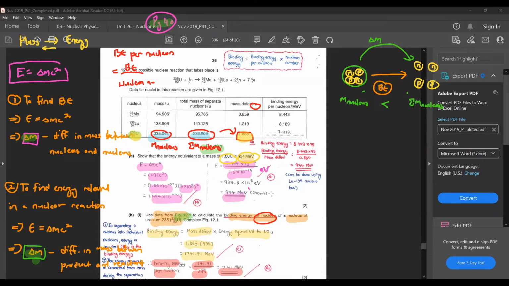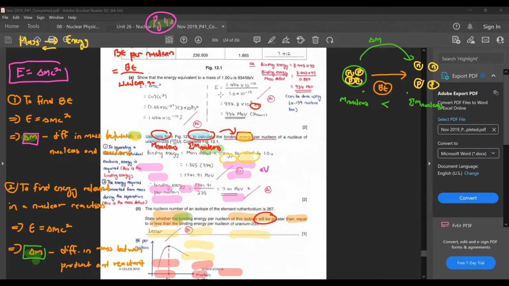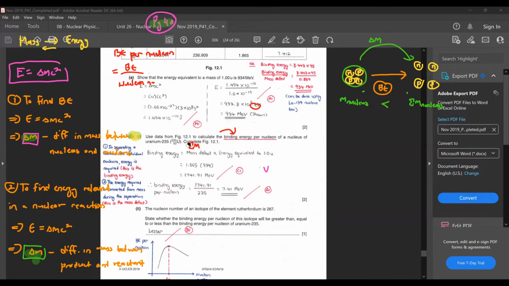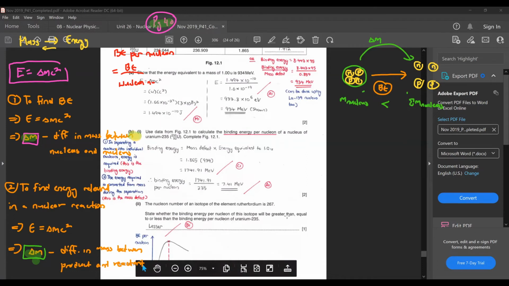Then we go on to the next one. Now, if you look at the bottom portion here, wait, let me just erase a certain thing. The nucleon number of an isotope of the element rutherfordium is 267. State whether the binding energy per nucleon of this isotope is going to be greater than, equal to, or less than the binding energy per nucleon of uranium-235.